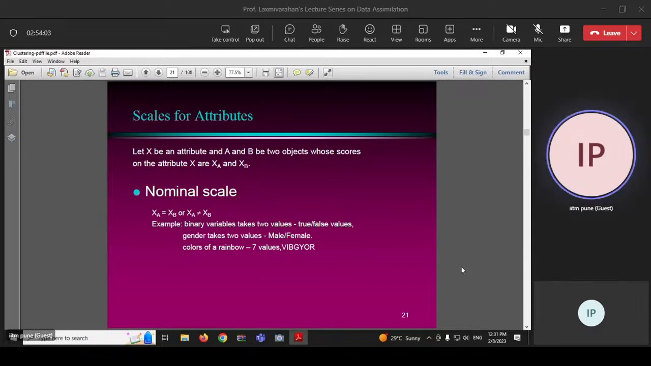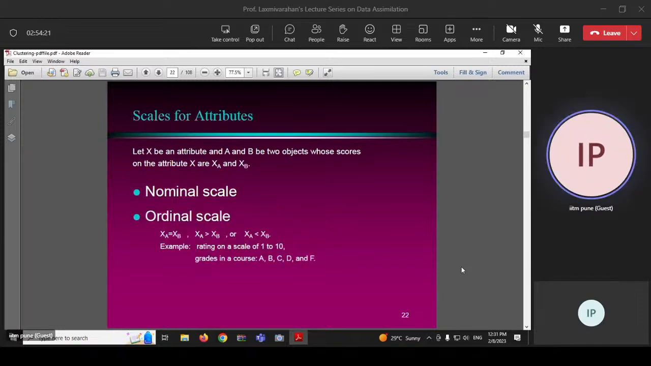So gender takes male, female. Colors of a rainbow takes only 7 colors. I cannot say this color is better than that, even though we all say my favorite color is blue. Favorite, that's not better. One. It's called ordinal scale. Nominal scale, ordinal scale.